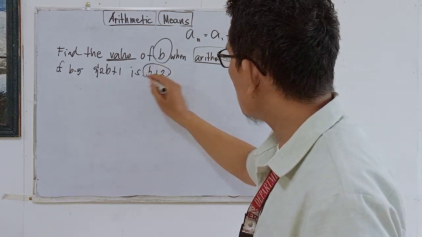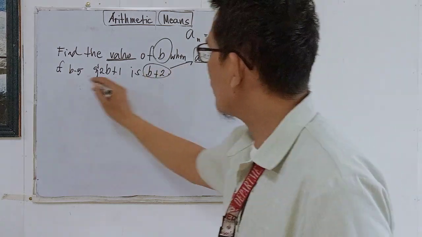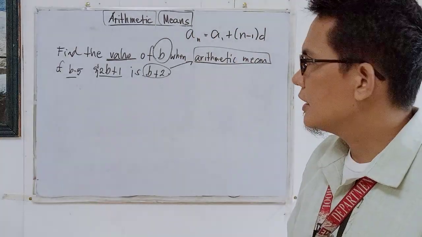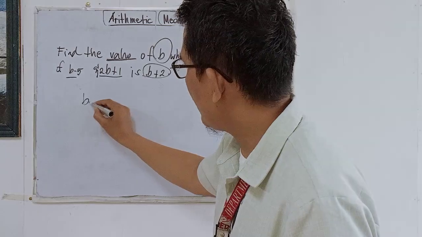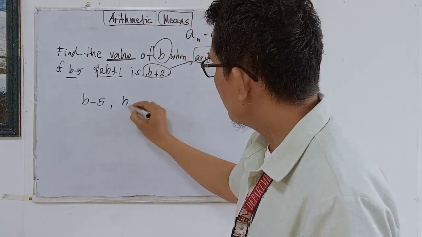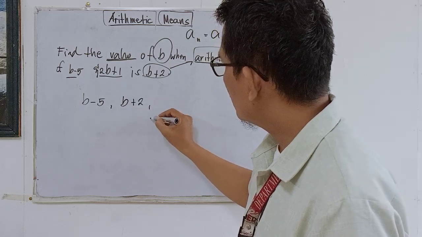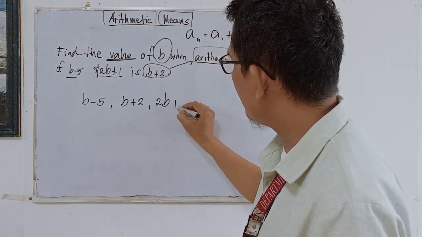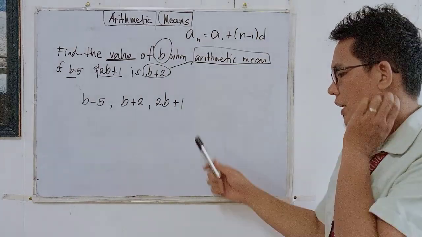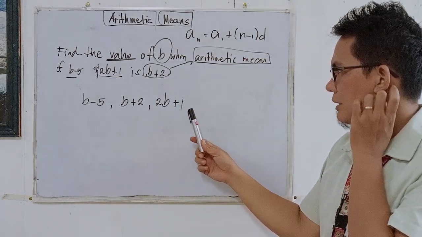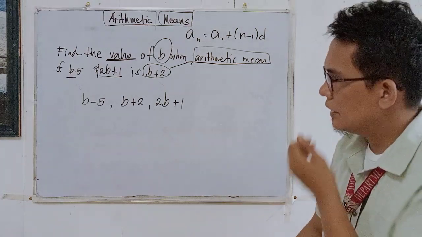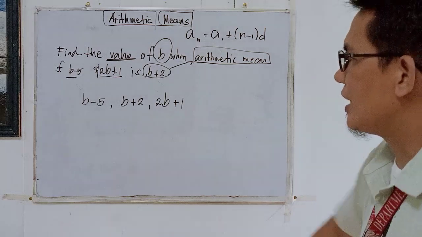Therefore, this is our arithmetic mean of our first term and our last term. Okay? So our first term is b minus 5. Next term is b plus 2. And the last term is 2b plus 1. Okay, we have many possible ways of solving for this one. I'm going to show you the two possible ways of solving for the value of b here.